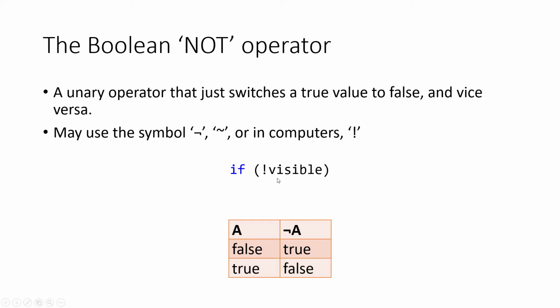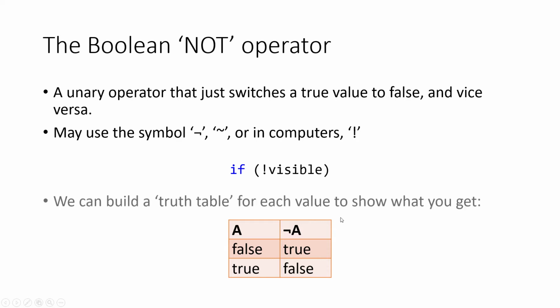So if you put an exclamation point before visible, what we're saying is if not visible. So we're taking the visible variable, let's call it A, and switching it to the opposite. So if A was false, it becomes true. If A was true, it becomes false. And this way of representing things is called a truth table. It shows you which outputs are true and which outputs are false.